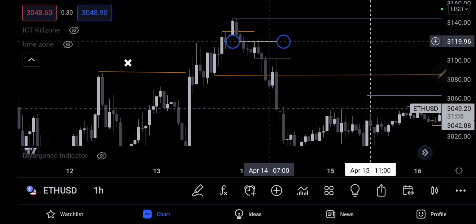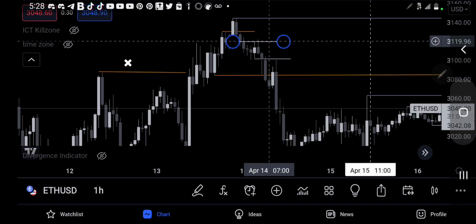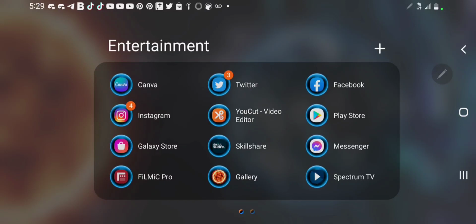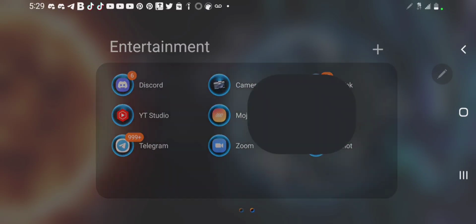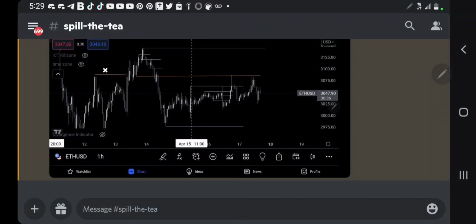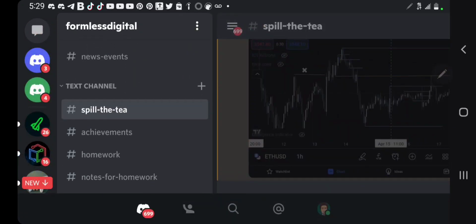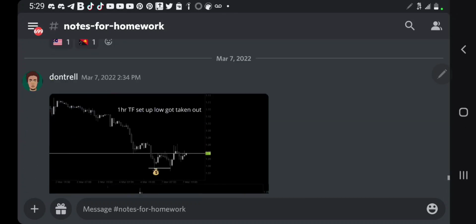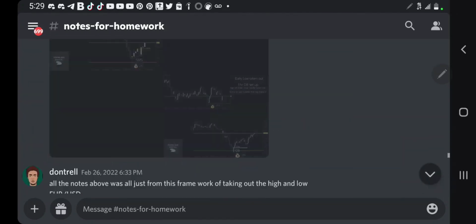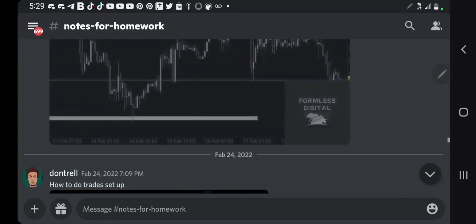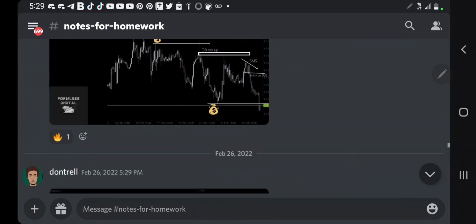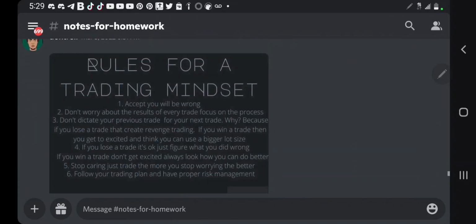So I want to go over psychology. I'm sharing my Discord real quick. I want to go over this real quick before I go. I want y'all to see this. These are some notes that I made for the Discord group right here. And it goes like this. This is something every trader should keep in mind when trading. Where is that? Right here.